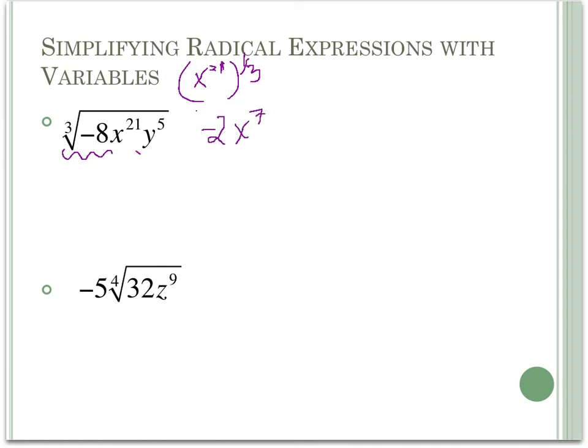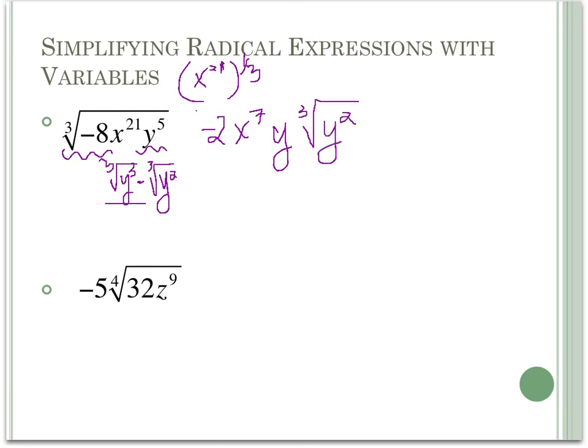And now y to the 5th. Well, y to the 5th doesn't go in perfectly, but I can change that as the cube root of y cubed times the cube root of y squared. And simplify the cube root of y cubed is y. That means the only thing left under that cube root is a y squared. So I have negative 2x to the 7th y cubed, the cube root of y squared.